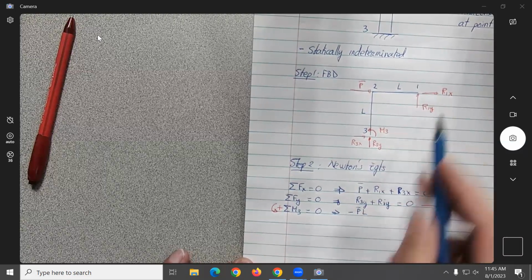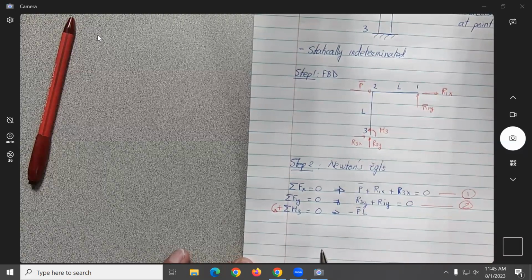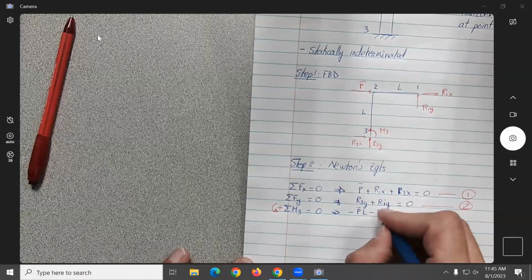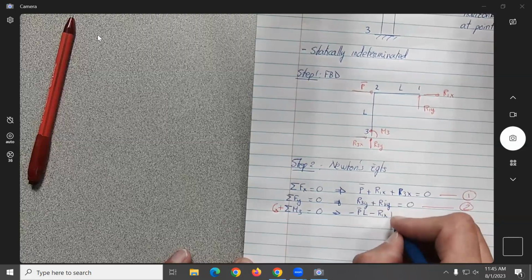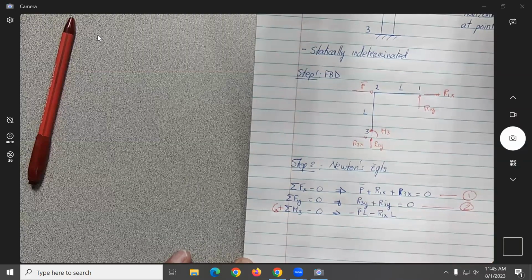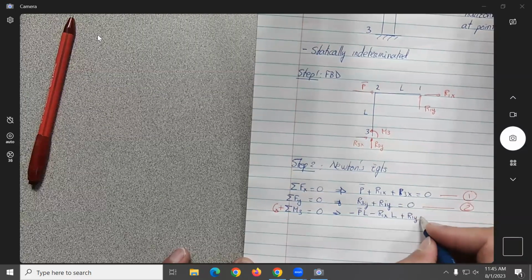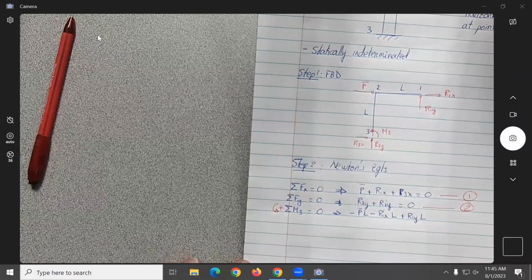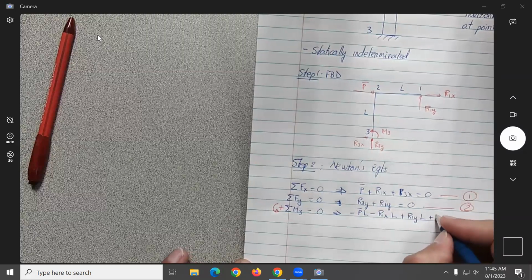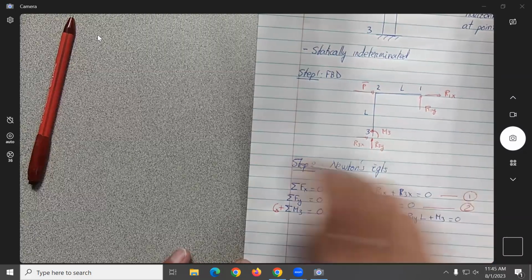Then we can look at what? R1x. R1x will give you what? Also negative, no? Minus R1x times L. What about R1y? R1y times L, positive, no? And are we missing anything? P, okay, and M3, no? Plus M3 equal to 0.